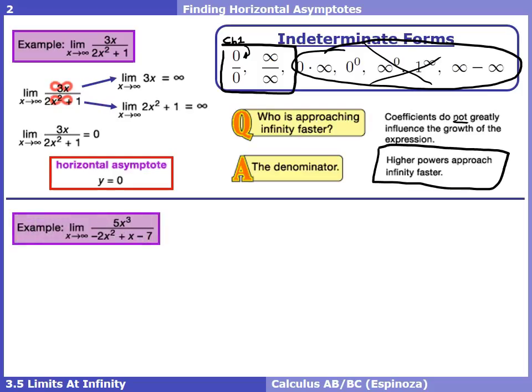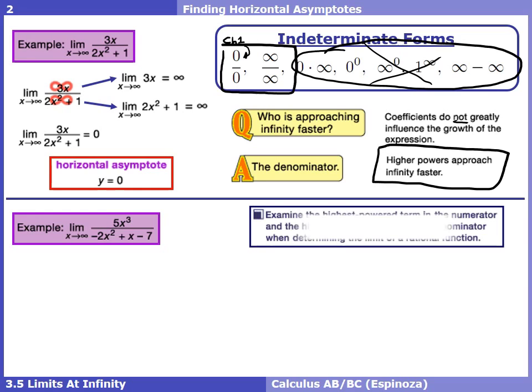Okay, so one more example. This one I'm going to break down into a bunch of steps, unlike the one on top. The one on top, I just wanted to go over this idea of things growing and which ones are growing faster or slower, but this problem is going to be more along the lines of how you will show the work for these problems.